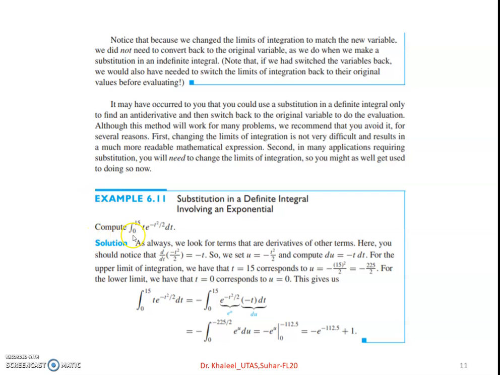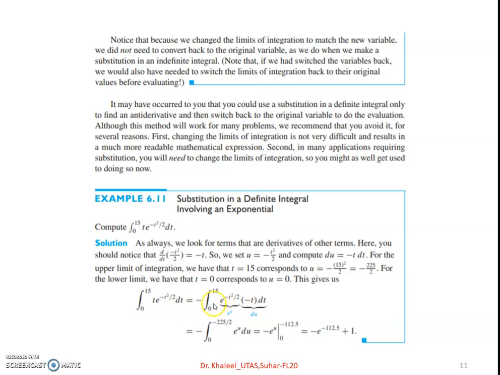So another example, the integral from 0 to 15 of t e^(-t²/2) dt. So this 0 and 15 is the value of t because it is dt. So I put u equal to minus t squared by 2. Then du becomes minus t dt. So you have a minus here. So I will multiply with minus here.